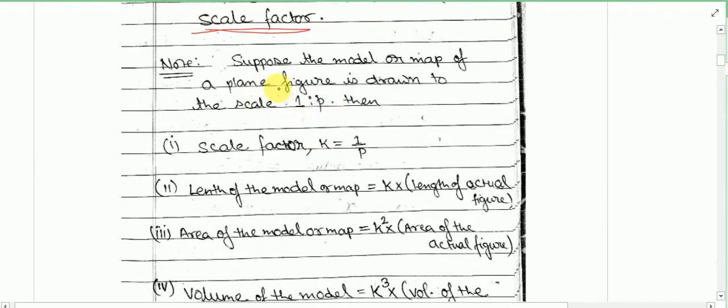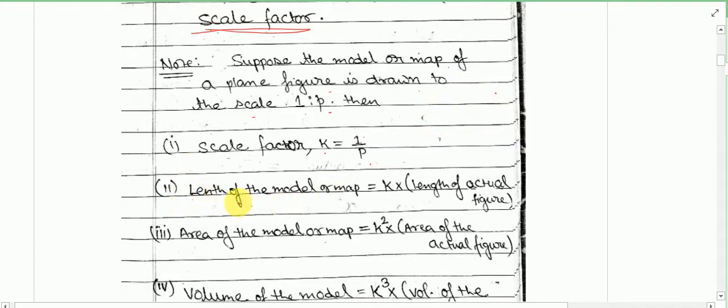In the question, suppose they just mention the scale factor, okay. Now suppose the model or map of a plane figure is drawn to the scale 1:p, then in that case the scale factor k will be written as 1/p. So in some questions they'll say that the scale factor is 1:something, okay, then your k will be written as 1/p, okay. Things will be more clear when we see problems.